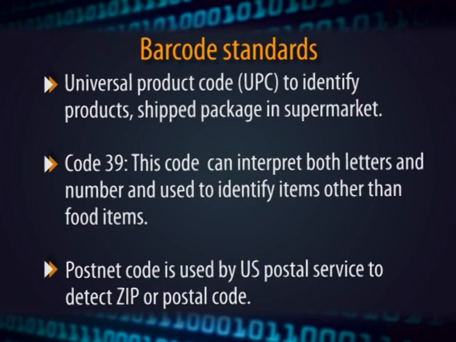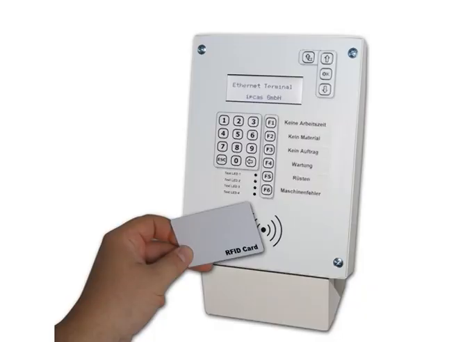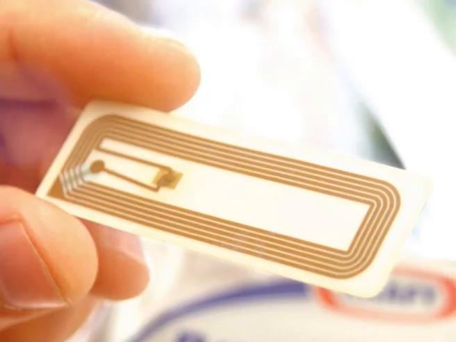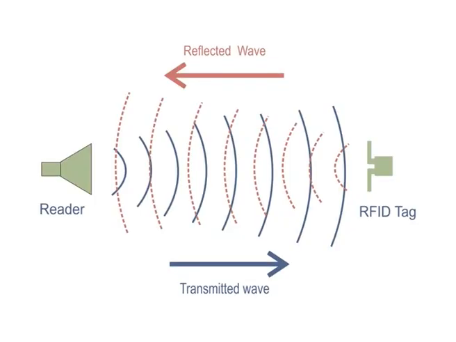Another type of reader is an RFID reader. RFID stands for radio frequency identification. Like the barcode reader, RFID readers are used to read RFID tags. The RFID tags are attached to the items to be tracked. The RFID tags are read by the RFID reader using radio waves instead of light.